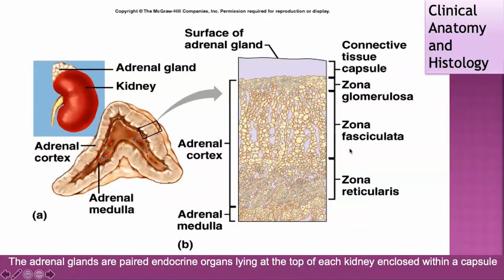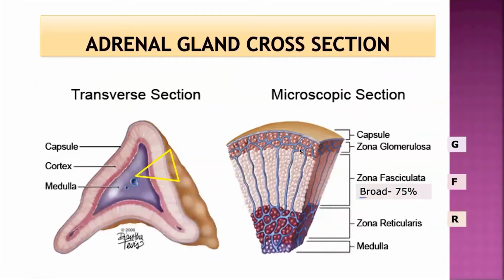Okay. This is the cross section of the adrenal. Here is the capsule, then the cortex with the three layers, and then the medulla. The zona glomerulosa, and the zona fasciculata is the broadest zone, with 75% of the cortex being zona fasciculata. And then we have zona reticularis. After that is the medulla.